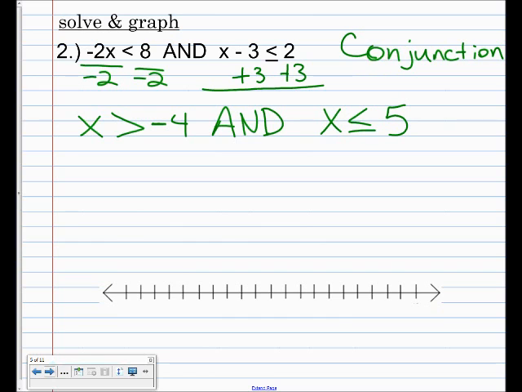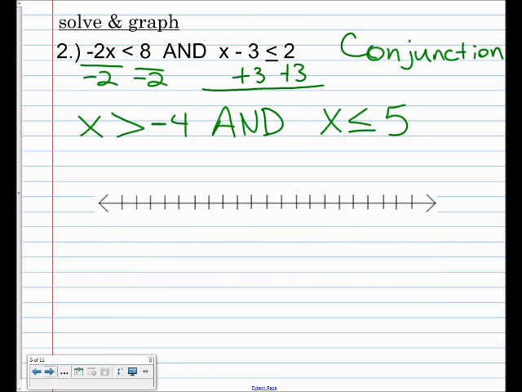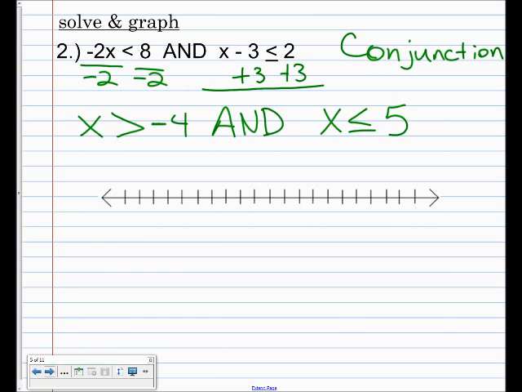All right, again, this is not complete until you graph it. So I got 0 here. What kind of point at -4? An open. 1, 2, 3, 4, open. Which way am I going? Because I want numbers greater than. To the right, but do I go on forever? No, I have to stop where? 5. 1, 2, 3, 4, 5. And that's a closed circle. All right, so if you notice, they're coming together. Any questions on a conjunction?